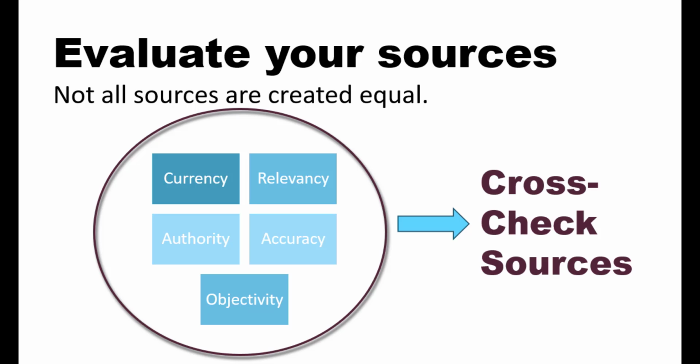Objectivity. Think about the author's purpose in creating the source and consider how that affects its usefulness to your research. Can you detect any bias? Does the site use emotional language? Is the site trying to persuade you about something?